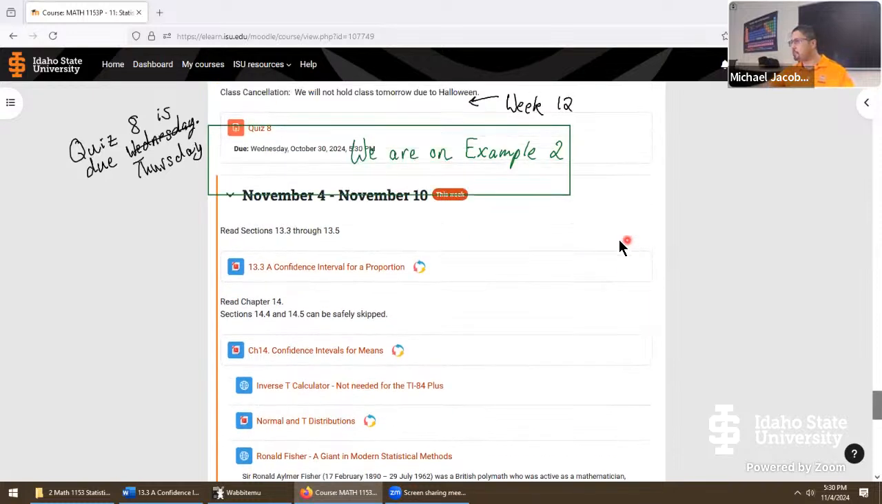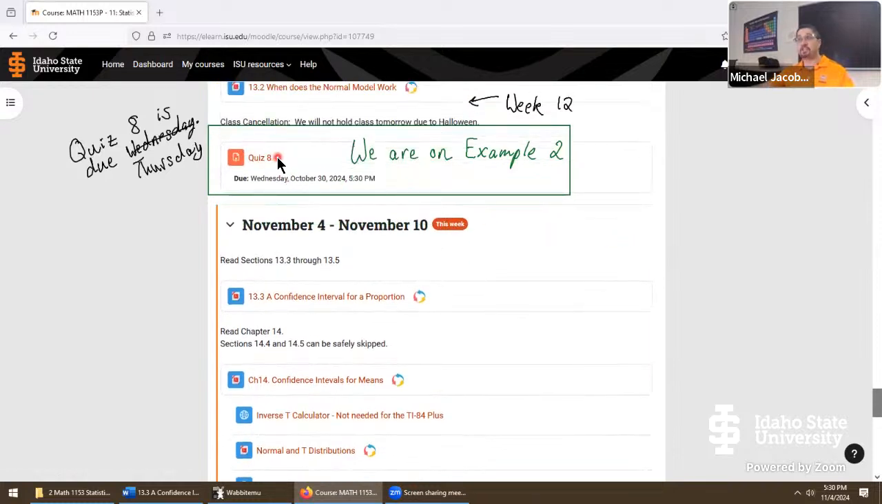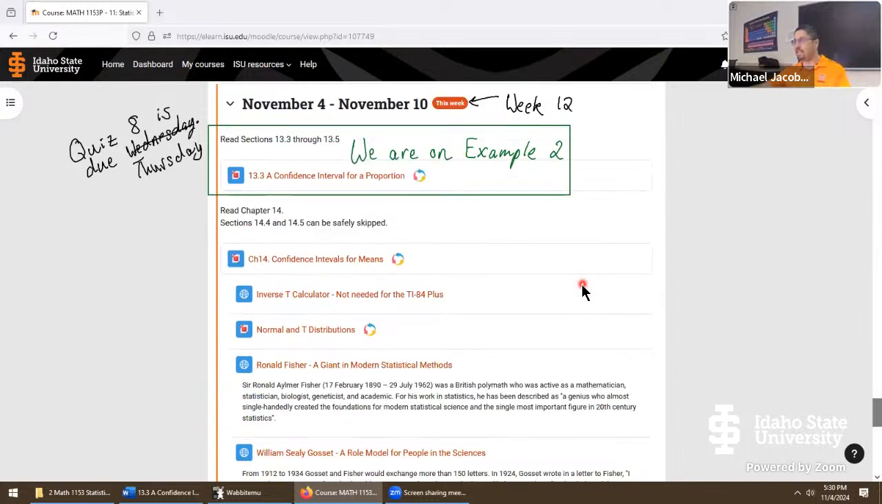Quiz number 8, I believe that one was based on the probability section, chapter 12. So this one was a faster kind of problem, I'd say. Other questions so far?